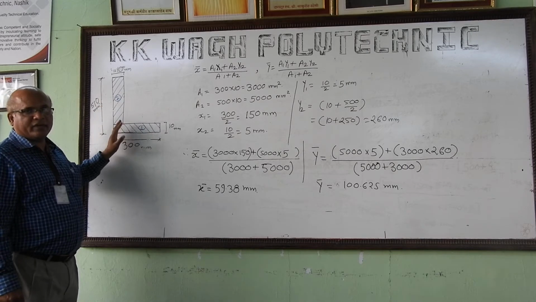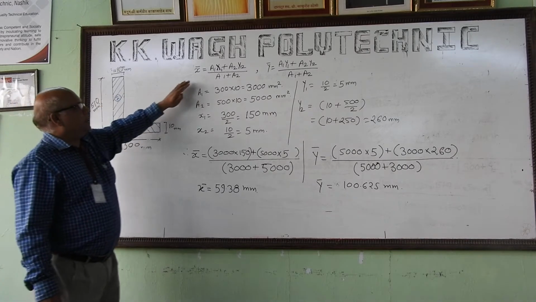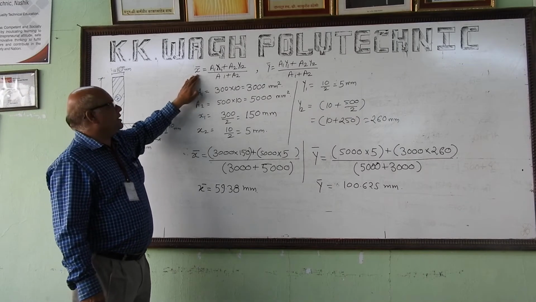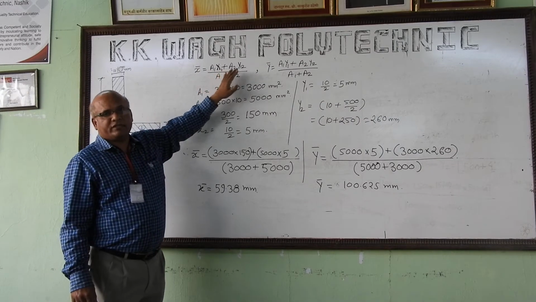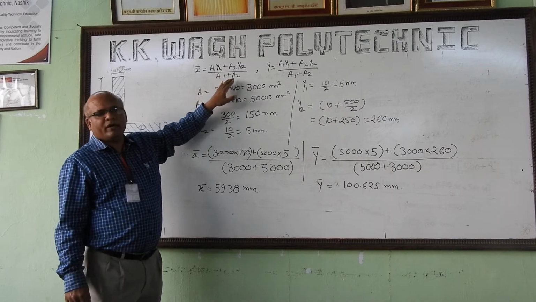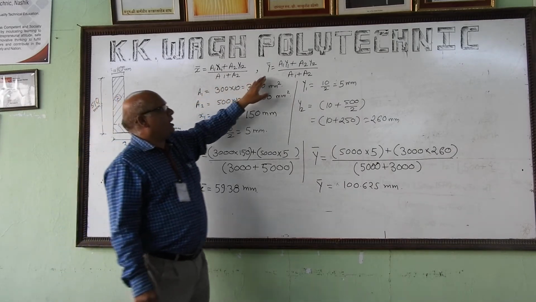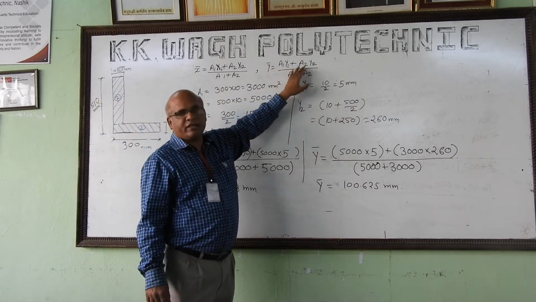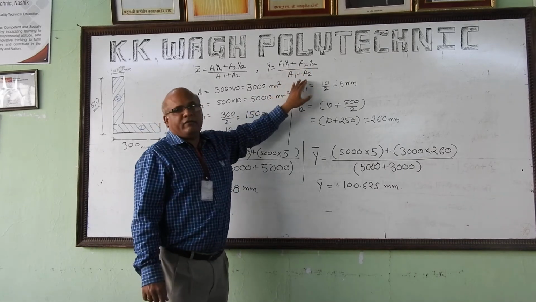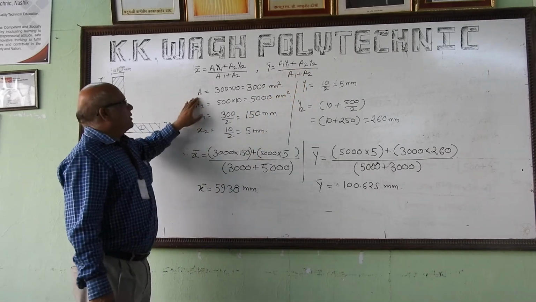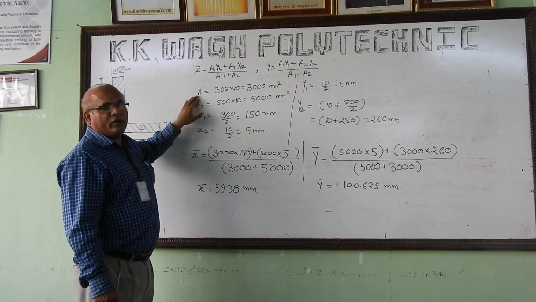It is a combined figure of two rectangles. Again, I can use the similar equation. X bar is equal to a1 x1 plus a2 x2 divided by a1 plus a2. For y bar it is a1 y1 plus a2 y2 divided by a1 plus a2. Accordingly, a1 is the area of the first rectangle.